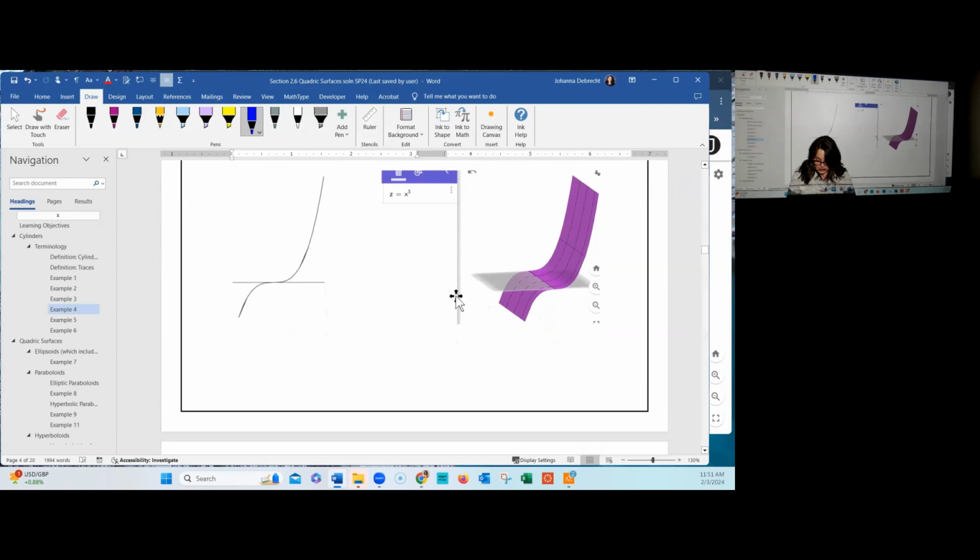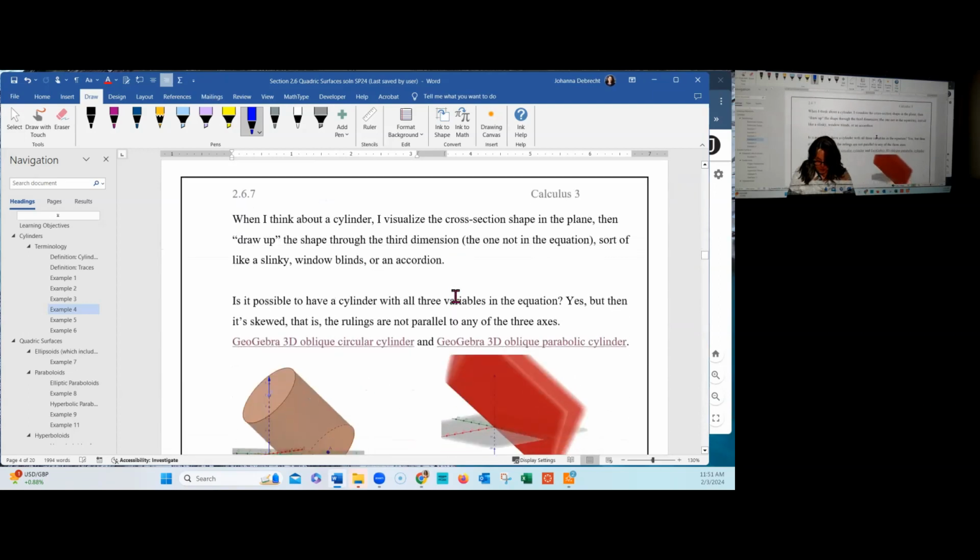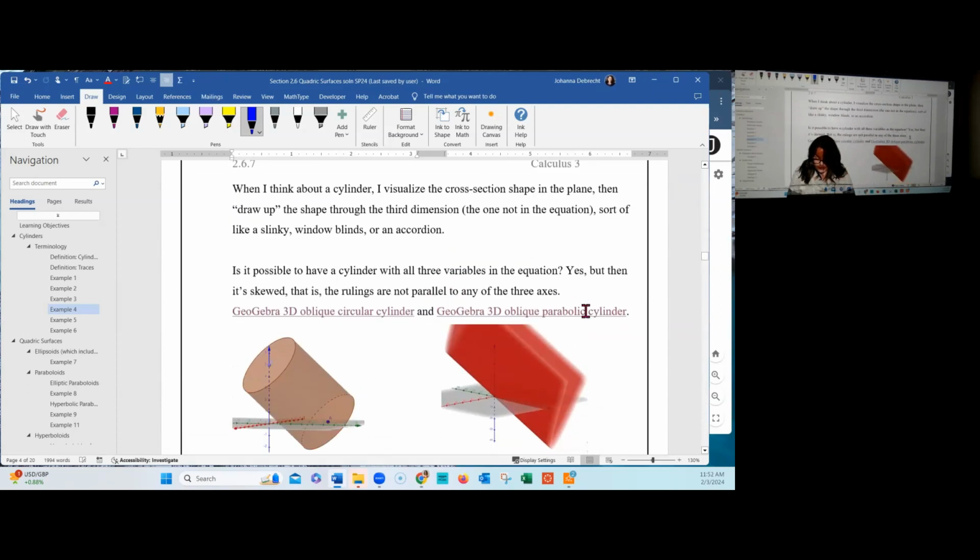So when we look at this one, and I think about what a cylinder does, I try to visualize what that cross-section shape looks like in the plane, the 2D shape. And then I sort of draw it up like a slinky or like it's a collapsed piece of fabric and I'm pulling it up along it. So I'm creating like this curtain wall along the third dimension, the one not mentioned in the equation.